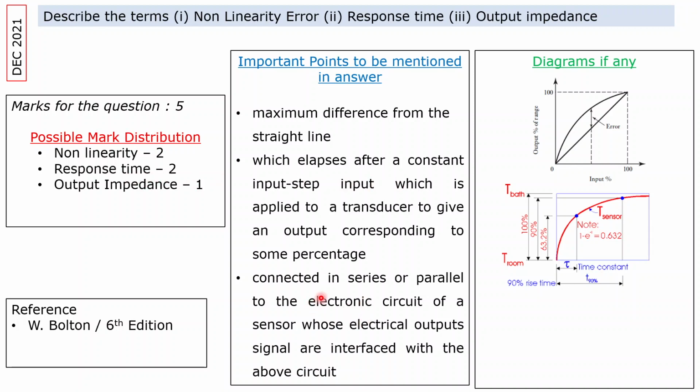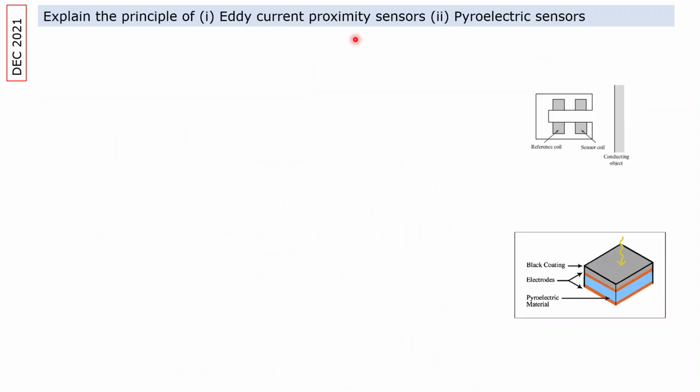Now the third one is output impedance. It is connected in series or parallel to the electronic circuit of a sensor whose electrical output signal is interfaced with the above circuits. So these are the three characteristics of a sensor. So the question is getting repeated.